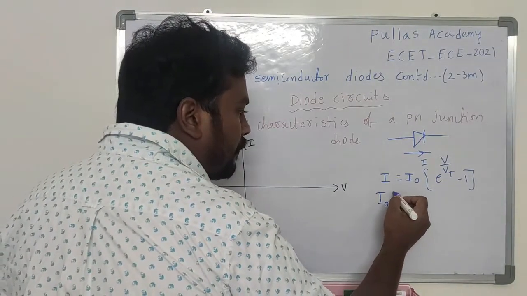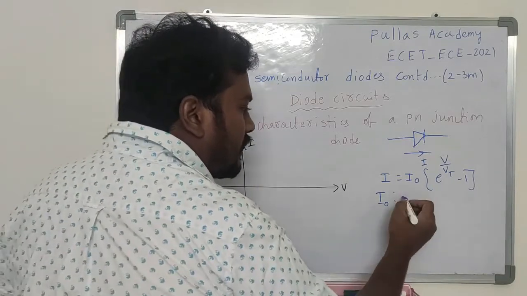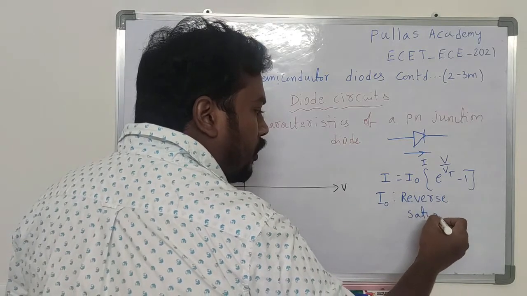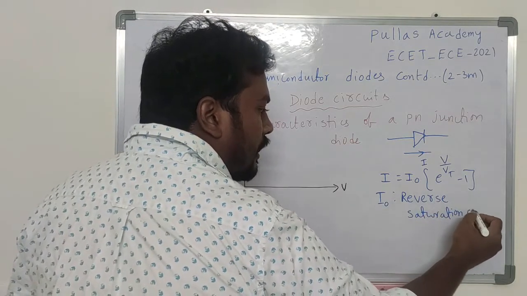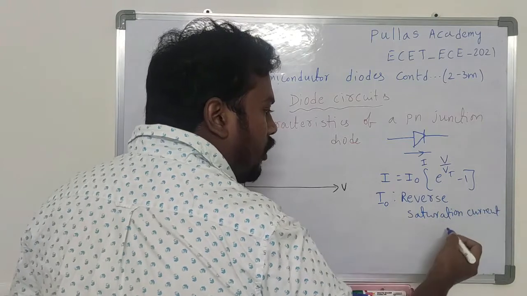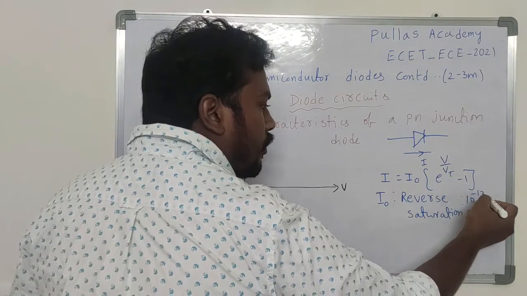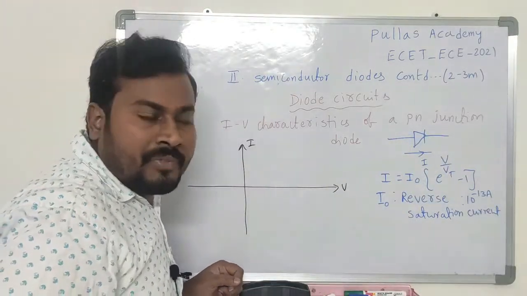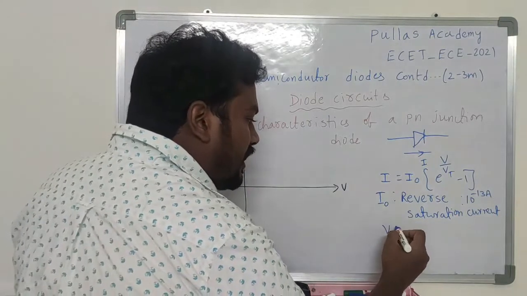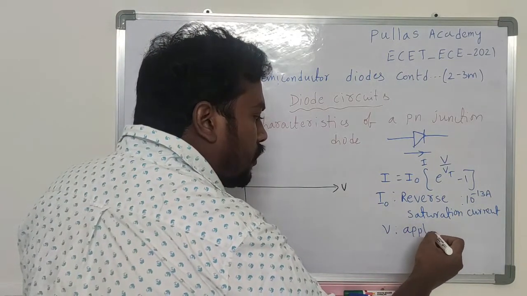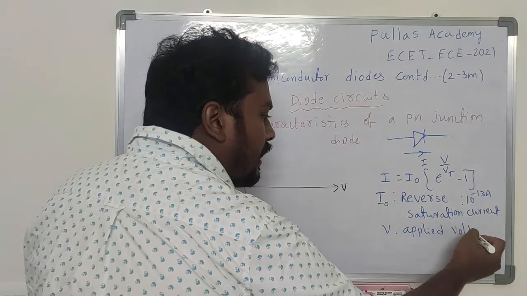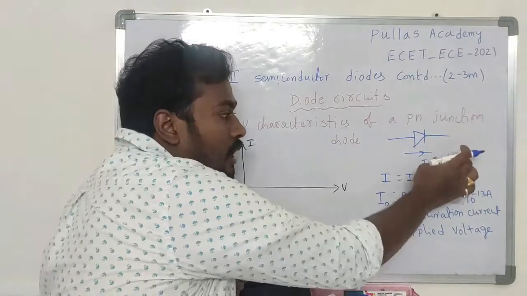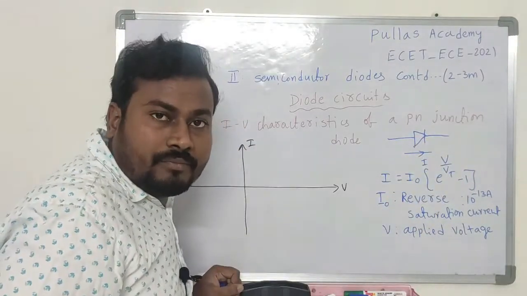I naught is the reverse saturation current, and the order of I naught is 10 power minus 13 amperes. It is very less. V is the applied voltage. Whatever voltage you are applying across the diode, you need to substitute that value in the place of V.